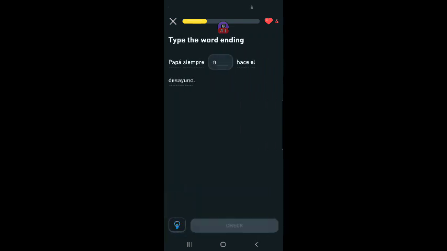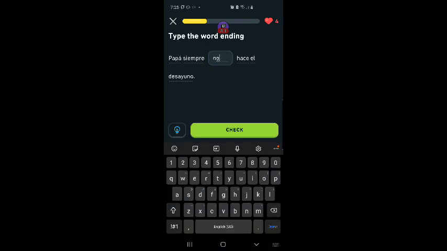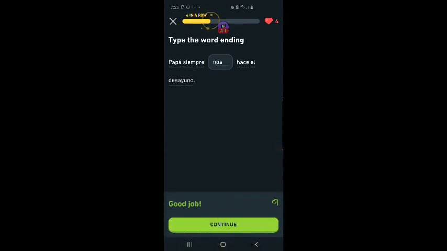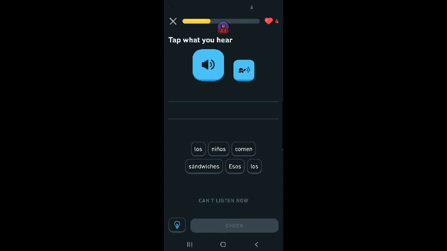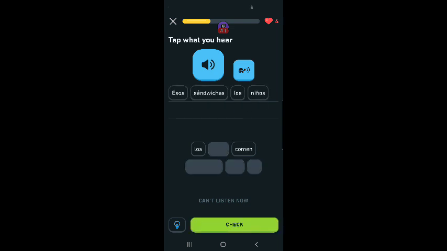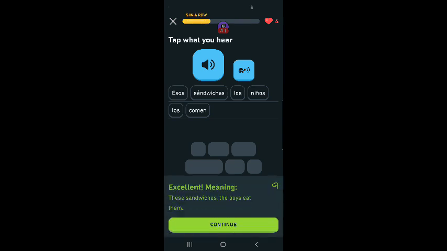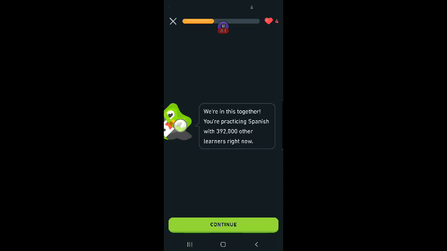Papá siempre blank hace el desayuno. Nos. Papá always makes us breakfast. Esos sándwiches, los niños los comen. The sandwiches, the children are eating them. Check. The sandwiches, the boys eat them. We are in this together.